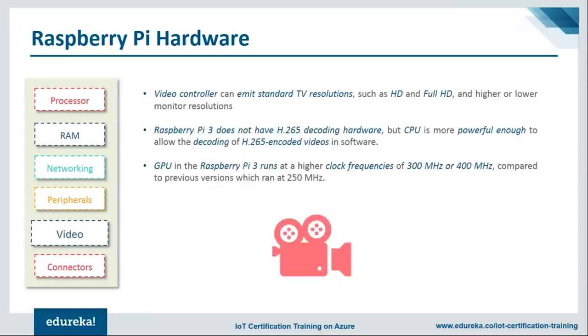Now again, when you look at the video capabilities, video controllers, basically here you can watch complete HD videos, but Raspberry Pi does not have an H.265 decoding hardware. But the CPU in itself is way more capable and helps you in decoding the H.265 encoded videos through software operations. Now, in terms of GPU, the GPU in Raspberry Pi 3 runs at a higher clock frequency, which is about 300 or 400 MHz in comparison to the previous versions, which was at about 256 megahertz.